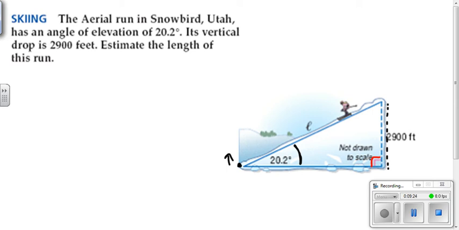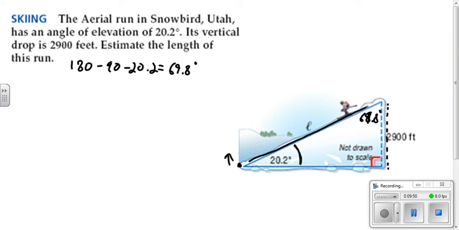So if we wanted to, we could just say 180 minus 90 minus 20.2 would give us 69.8 degrees, which would be this piece here. But we don't necessarily need that part. It's nice to know so we can solve the rest of our triangle, but we didn't need that. All we're looking for is this length here.